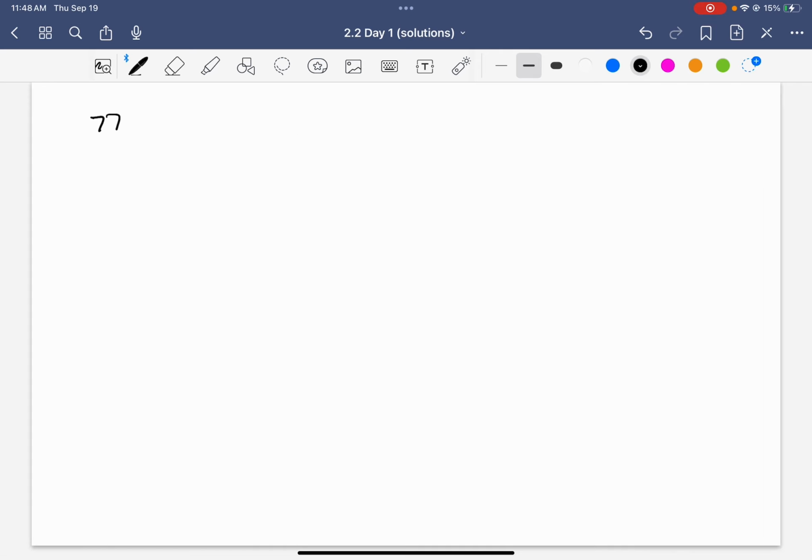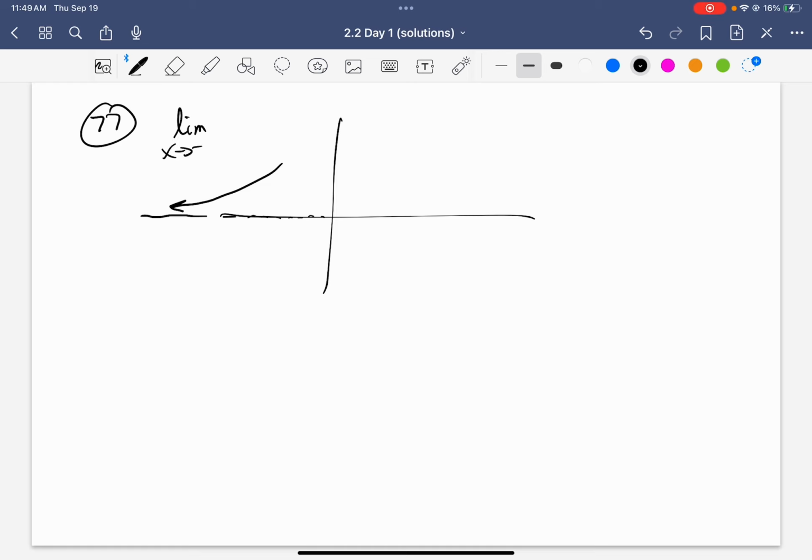So if we look at 77, it's saying I need a function that as x goes out to -infinity, it wants to go to 0. So that means as you go further and further out this way to -infinity, it eventually wants to be 0. Well, I'm just going to have it do this and get closer and closer to 0. That would show that the limit as x goes to -infinity of f of x is equal to 0.